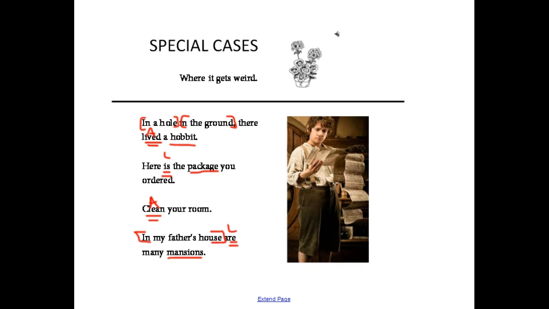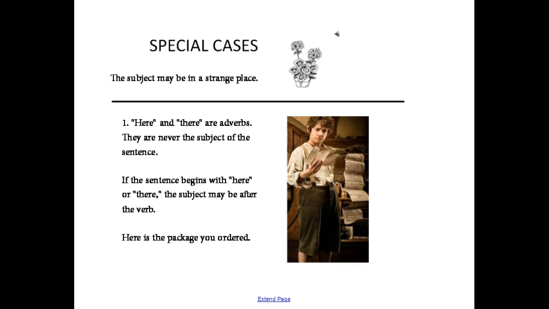And there are 4 specific cases where that is true. Here they are. Number 1, the subject will be in a strange place if the sentence begins with here or there. Here and there are adverbs. They're not the subject of the sentence. So if the sentence begins with here or there, the subject is often going to be after the verb. So again, here is the package you ordered. And that's the subject.